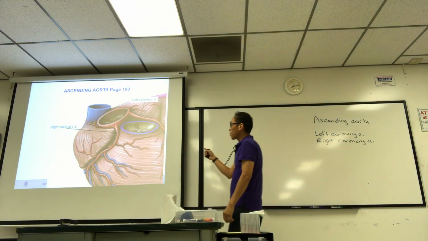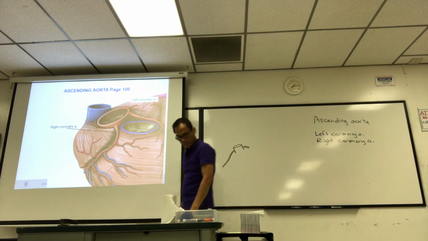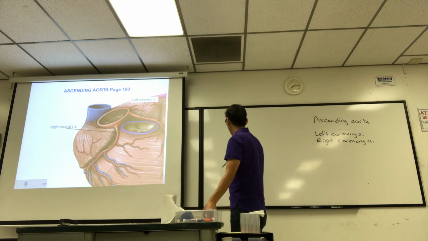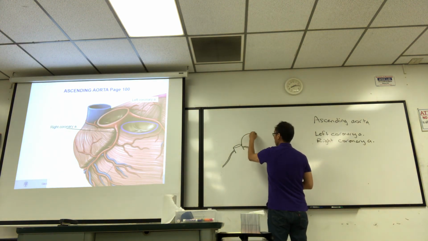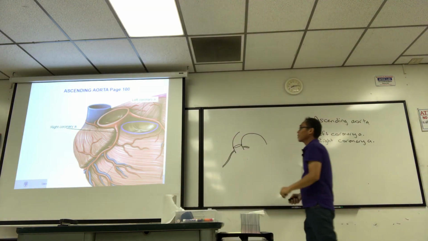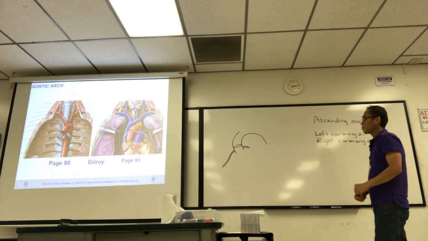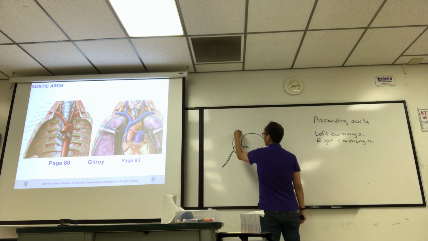Anyways, so these are those arteries. Okay, and I'll teach you the branches of them later. I'm going to continue on with the rest of the aorta. The next part is the aortic arch. Look at the picture on the left, it's easier to see.